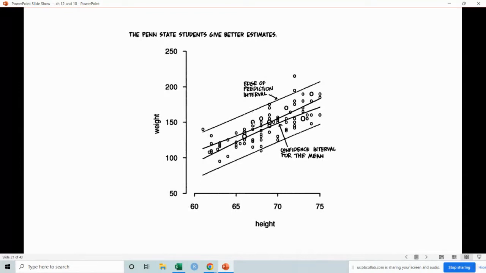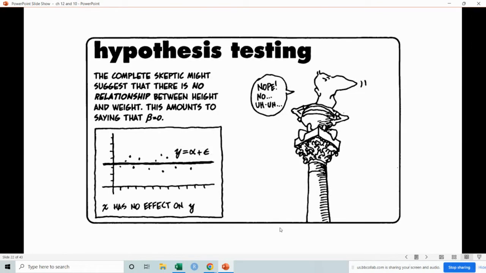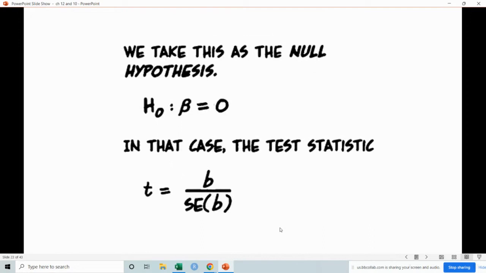All right, so the Penn State students give better estimates. Now we have a higher sample size, and we can look at creating a better model, a better line to fit. All right, so hypothesis testing. We talked a little bit about this last week. The complete skeptic might suggest that there is no relationship between height and weight. That would mean that the slope of the line was 0, right? So x has no effect on y. So we take that as the null hypothesis.